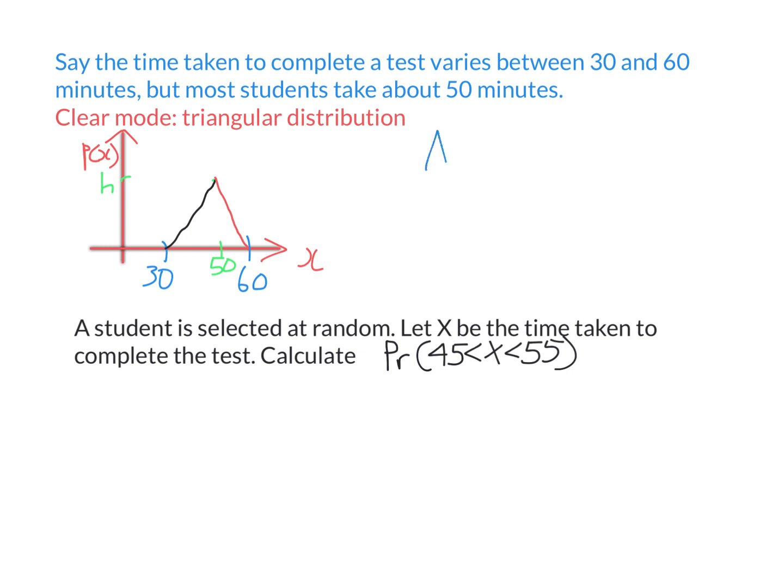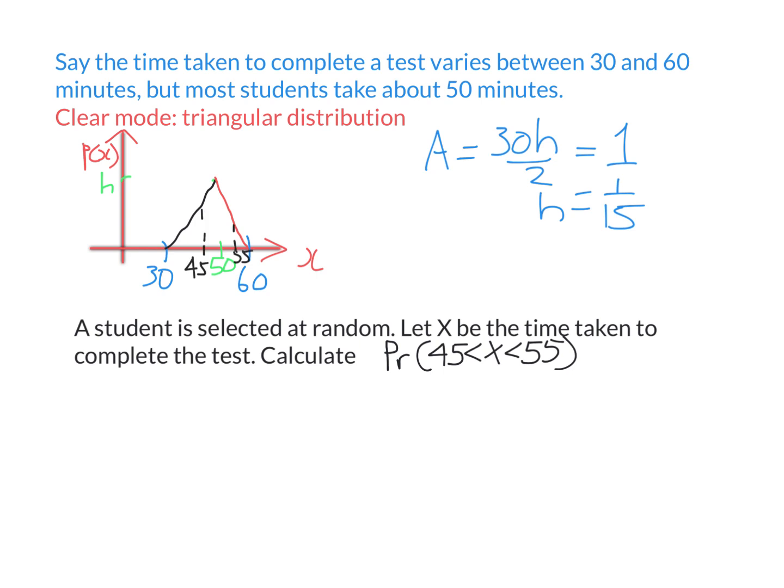See, the area of any triangle is base times height over 2, and the base is 30. And that area here must be 1 because it's a PDF. So solving this equation, we just get h is 1 over 15. So from that, we can answer questions about probability. So let's say a student is selected at random and we want to find the probability they take between 45 and 55 minutes to complete this.